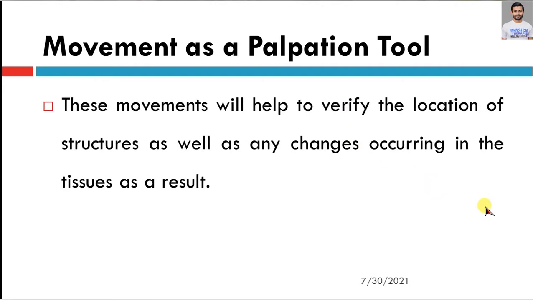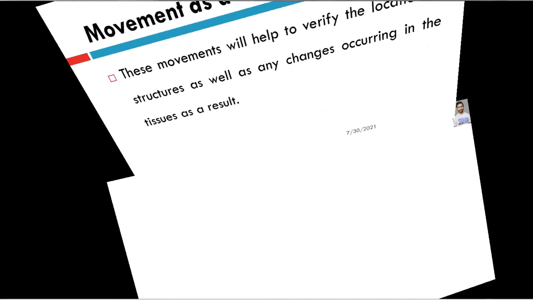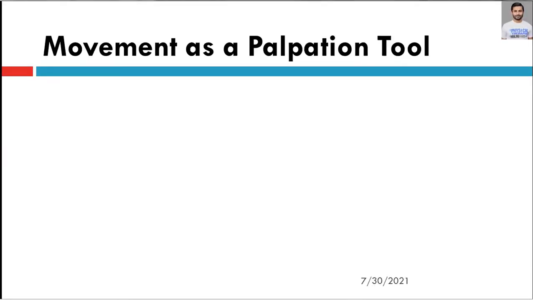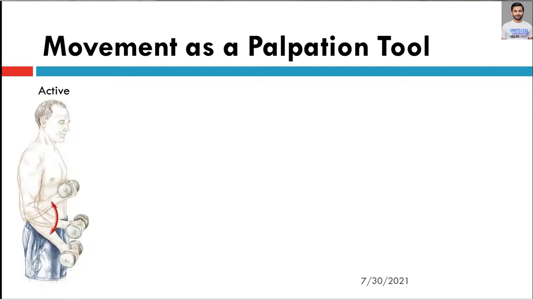Movement can also help you to palpate a lot of structures. These movements will help you to verify the location of the structure as well as any changes occurring in the tissues as a result. For example, if I recall this movement, supination and pronation, if you want to grasp the head of the radius in a pinching grip, then you can easily feel the rotating head of the radius. So this is movement as a palpation tool.